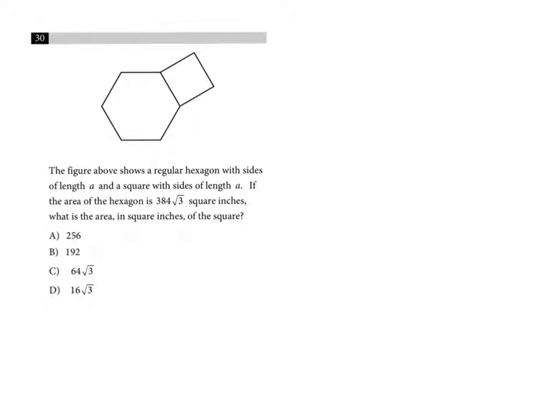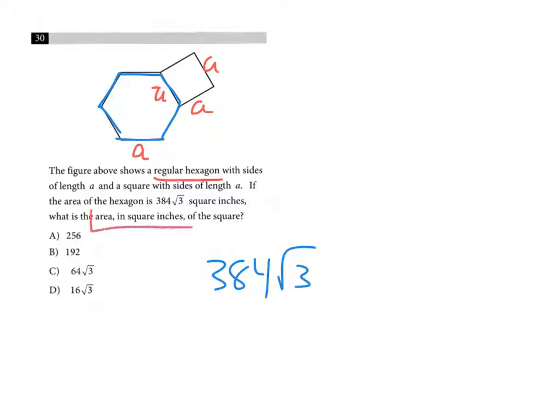Problem 30. The figure above shows a regular hexagon. Regular meaning all the sides are the same length. So the regular hexagon with sides of length A and a square with sides of length A. The square is basically attached to this hexagon. The question says, if the area of the hexagon is 384 radical 3 square inches, what is the area of the square? Well, the area of a square, area equals side squared.